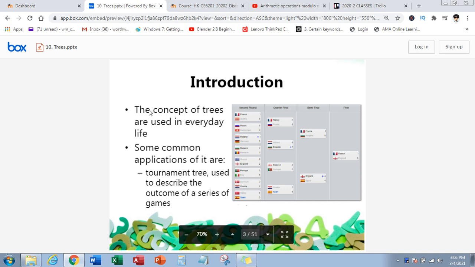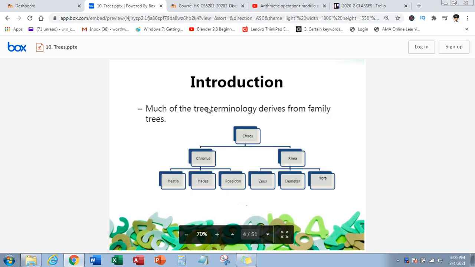Okay, let's start. So, the concept of trees are used in everyday life. Some common applications of it are tournament tree, used to describe the outcome of a series of games. Makita nyo itong example dito. So that is an example of tree. Much of tree terminology derives from family trees. So ito, kung ito yung nasa taas, probably ito yung lolo, ito yung tatay or nanay mo. Chaos, Cronus, Rhea, Hestia yung mga anak, Hades, mga children, Poseidon, Zeus, Demeter, Hera. This is an example of a family tree.